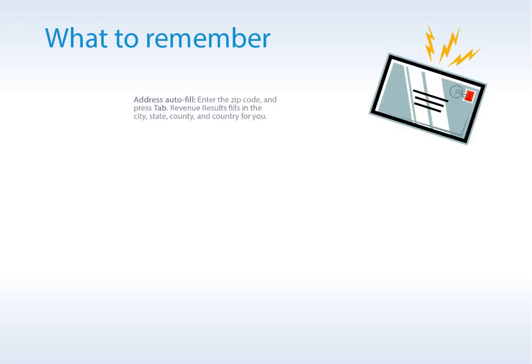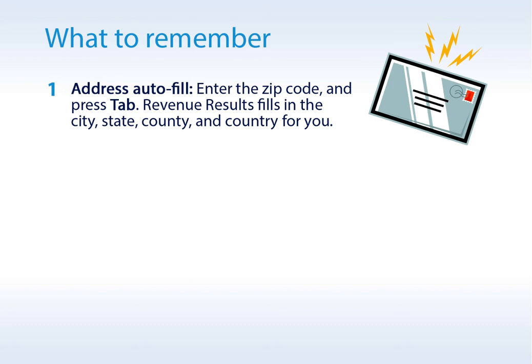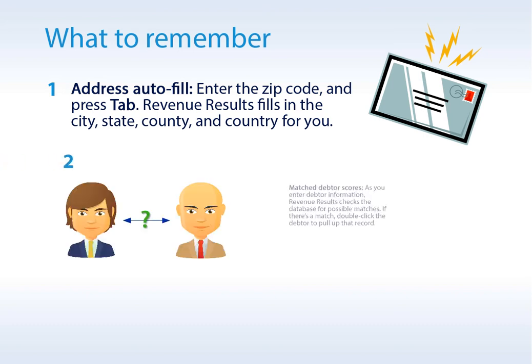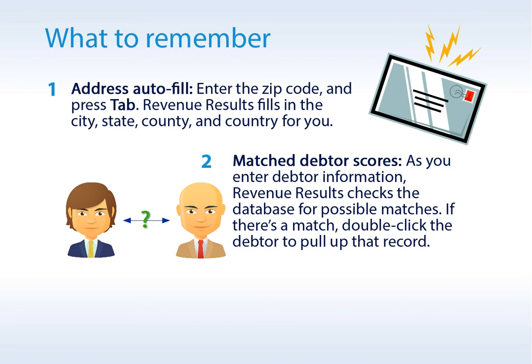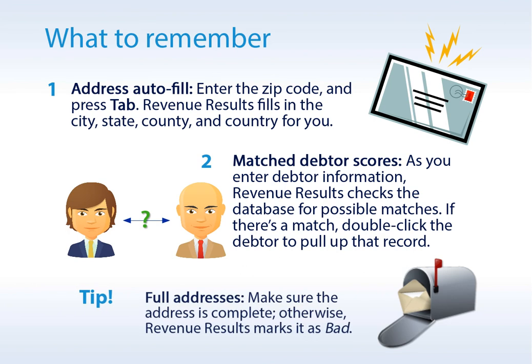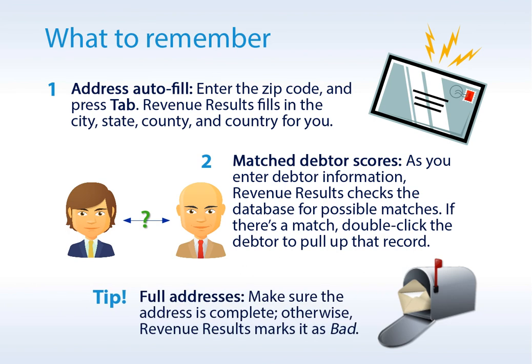Let's review some key takeaways. First, use the address autofill feature. Enter the zip code and then press Tab. Second, keep an eye on match debtor scores. As you type, Revenue Results checks for possible matches. If there is a match, double-click the debtor to pull up that record. Finally, beware. A common mistake is entering incomplete addresses, which Revenue Results marks as bad. Make sure the address is complete.